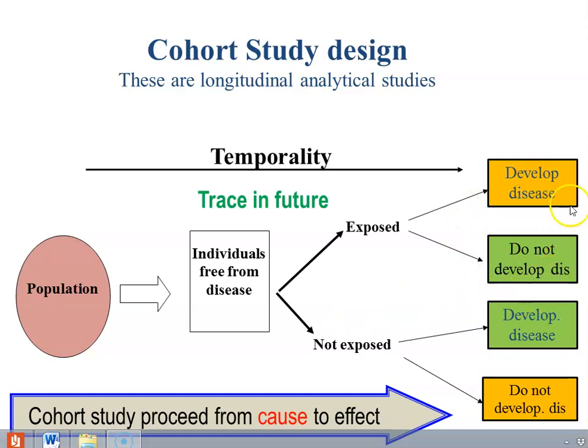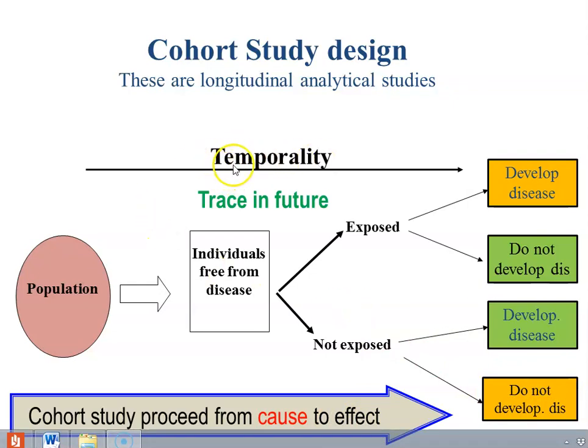Then we compare the disease rates among the exposed ones and those who are not exposed. This comparison tells us whether the disease was more frequently occurring in the exposed people or in the non-exposed people. So here we proceed from the cause, which is the exposure, to the effect, which is the disease outcome.